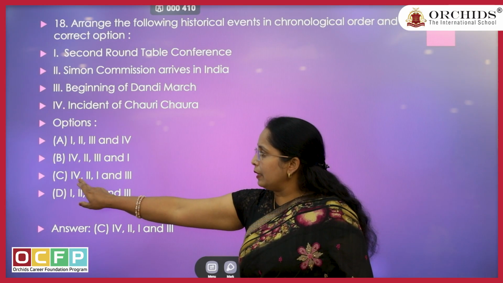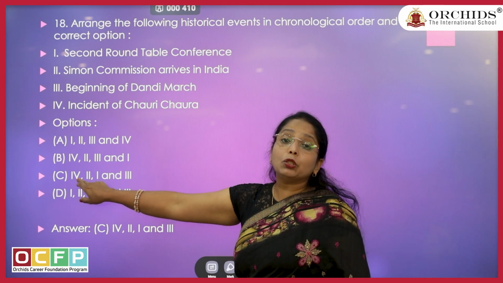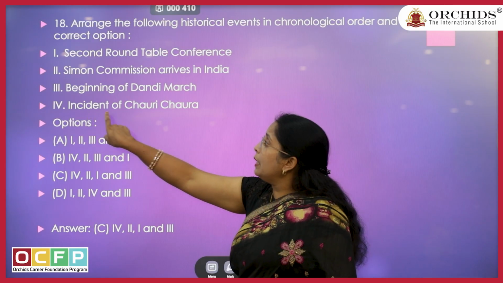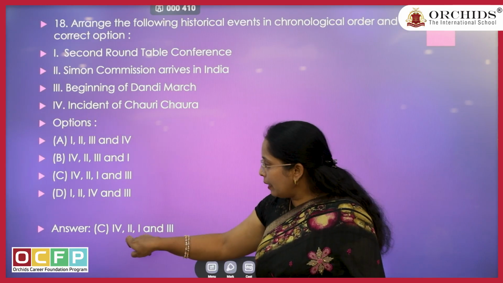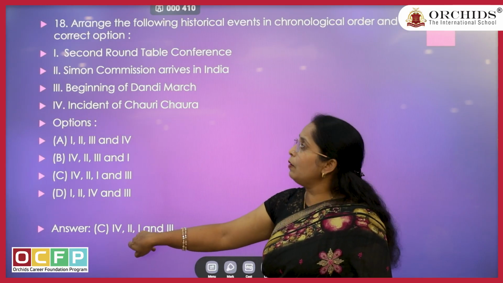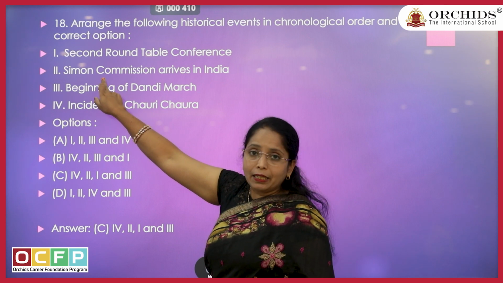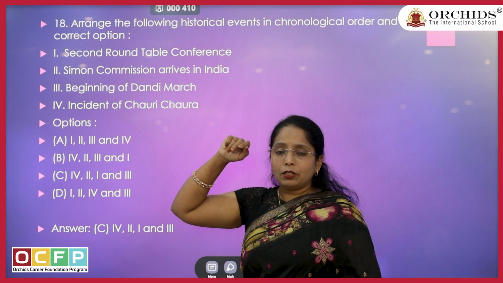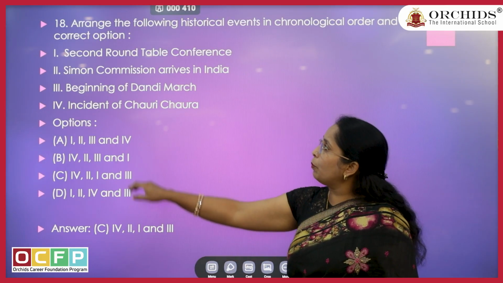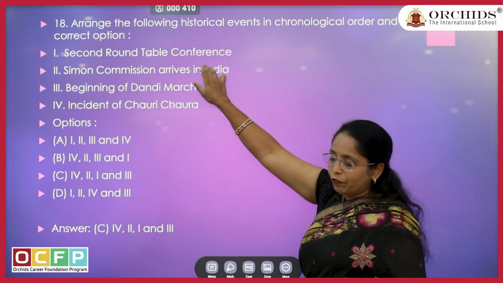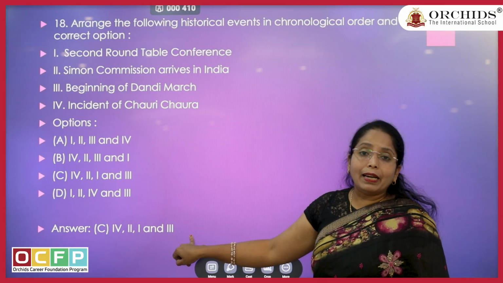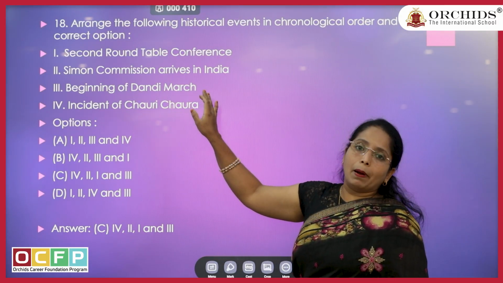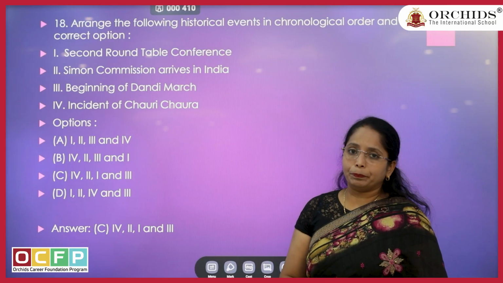C. In the C, the 4th is the event which happened first in India, that is the incident of Chauri Chaura. Then after the 4th one, the second one is the right answer, that is Simon Commission arrives in India. You remember the Simon Go Back event? Then after that we have the first option, second round table conference, and the last event in Indian history is the beginning of Dandi March by Mahatma Gandhi ji.